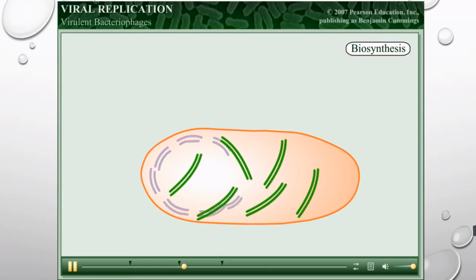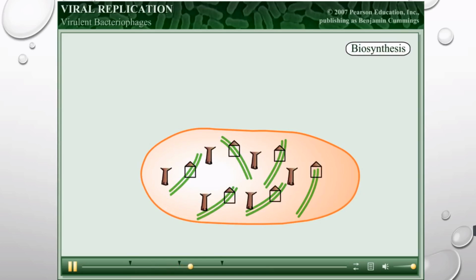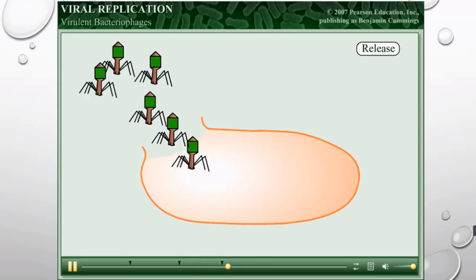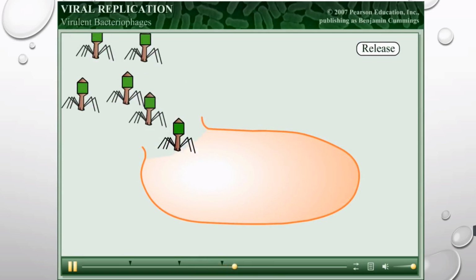Biosynthesis also involves production of viral proteins. Once biosynthesis is complete, the phage components are assembled into virions during the maturation or assembly stage. In the release stage of the lytic cycle, the cell lyses, releasing the phage virions. These released phages go on to infect other cells.